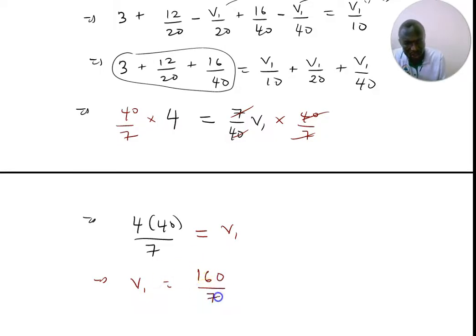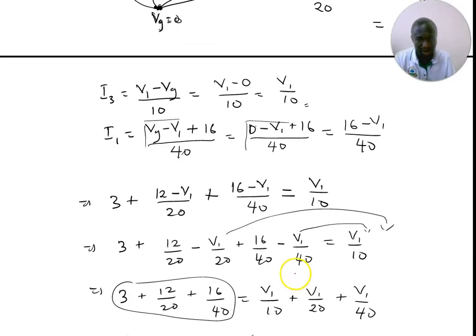160 on 7. What's the final answer for that one? So 160 divided by 7 should be equal to what? 22 point what? 22.9 volts, which is the same as the answer that we had initially when we were solving it with the source transformation and current division. That was the answer that we had, right?